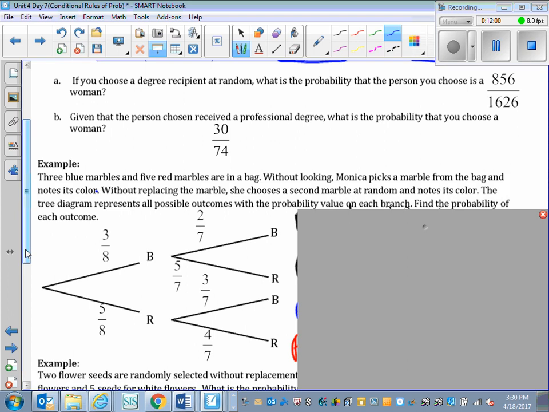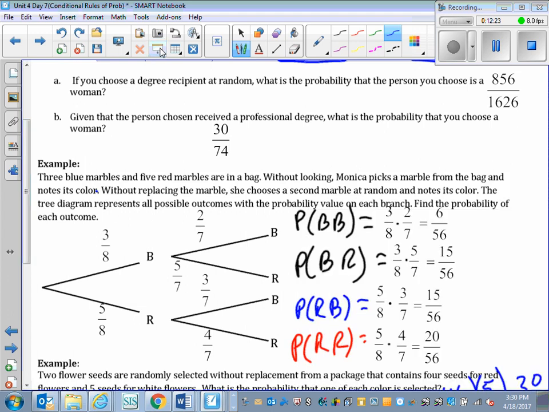So the question is asking the probability of each outcome, so we need to multiply the branches. So blue, blue is going to be 3/8 times 2 sevenths. Blue, red is going to be 3/8 times 5 sevenths. Red, blue is going to be 5/8 times 3 sevenths. And red, red is 5/8 times 4 sevenths. So there are your probabilities for each outcome.